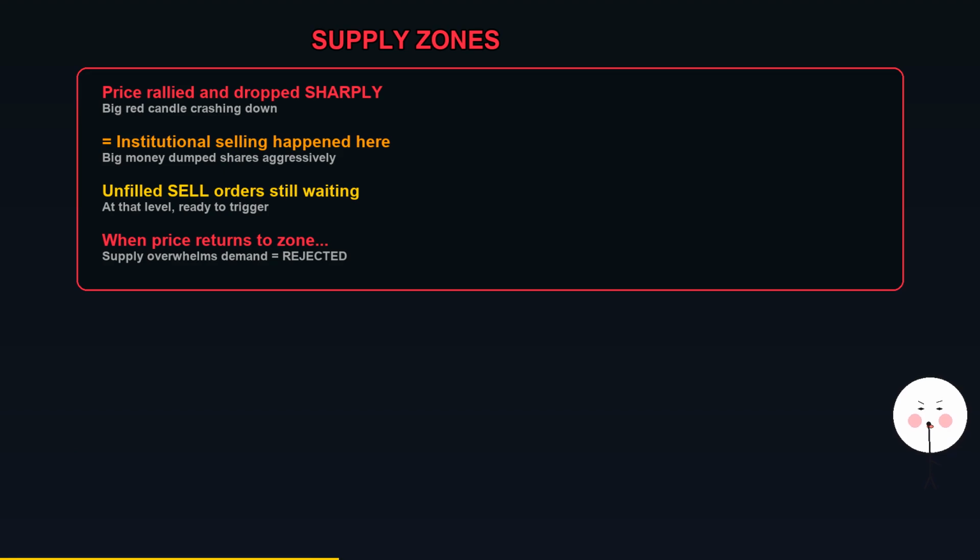Supply zones are the opposite. Price rallied up to a level and then dropped sharply. A big red candle crashing down from a level. That means institutional selling happened there. Big money dumped shares aggressively. And just like demand zones, they could not fill all their sell orders. Unfilled sell orders are still waiting at that level. When price returns to a supply zone, those sell orders trigger. Price gets rejected again. Supply overwhelms demand.